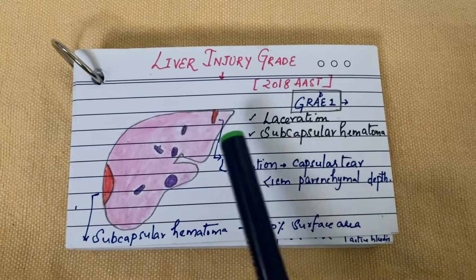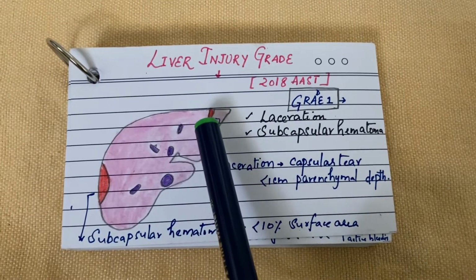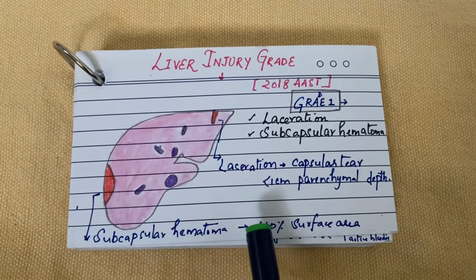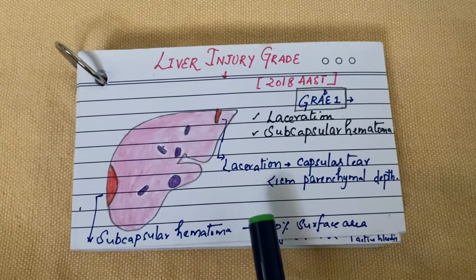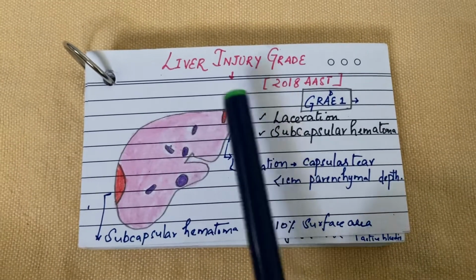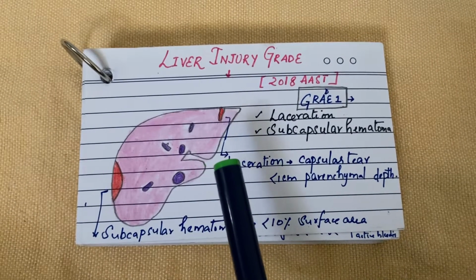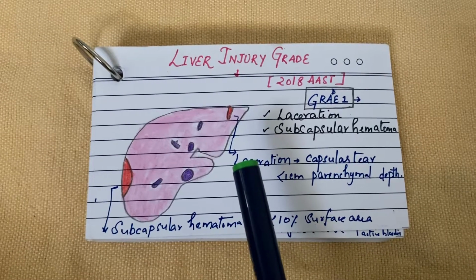Here in grade 1, we have a laceration and subcapsular hematoma. Laceration is a capsular tear less than 1 cm in parenchymal depth, and subcapsular hematoma covers less than 10% of the surface area. So in the examination you can draw a diagram and directly mention like this. When you are on night duty and get a case of abdominal trauma, that is liver injury, how do you write in a report?